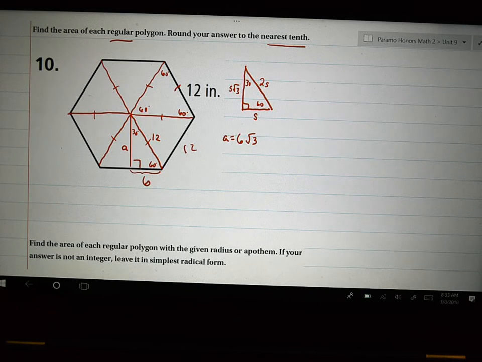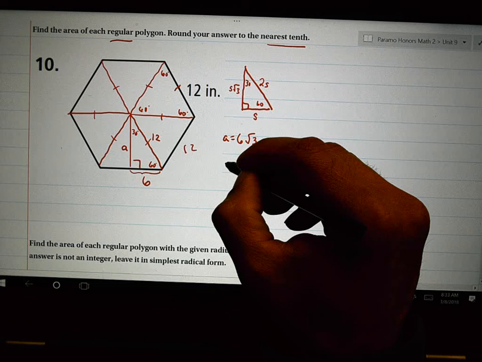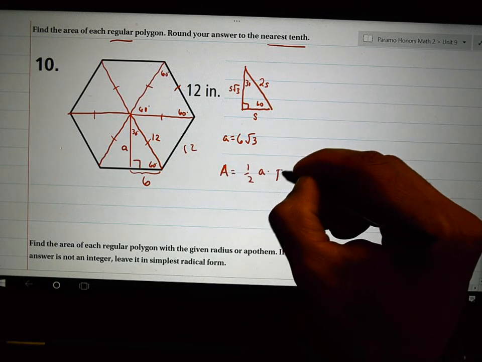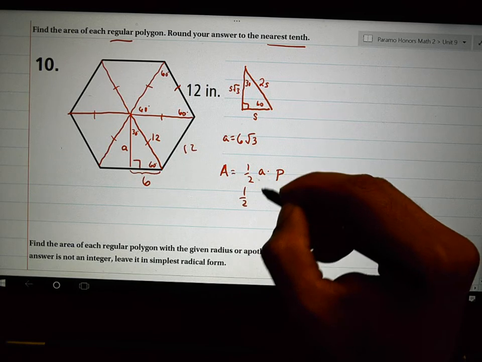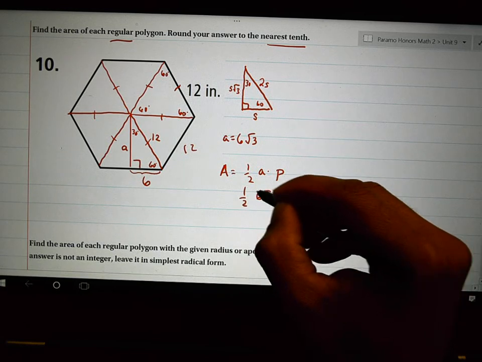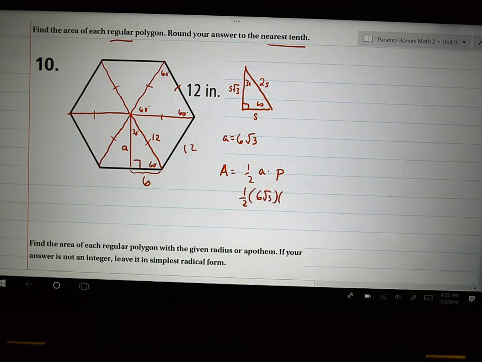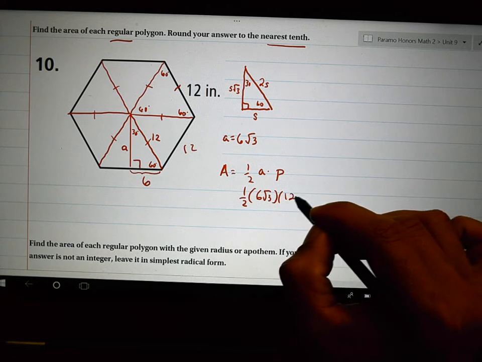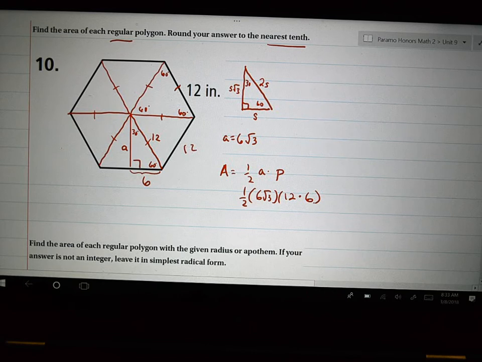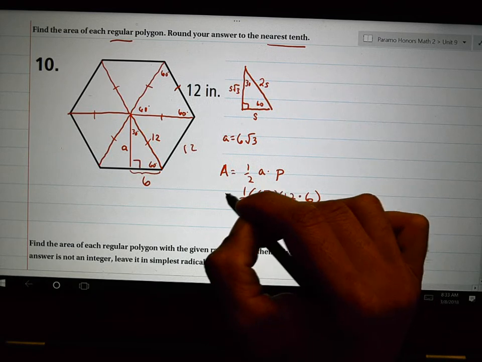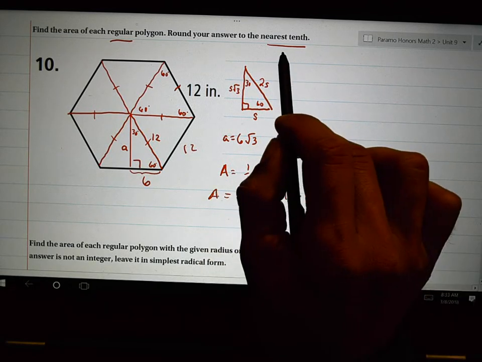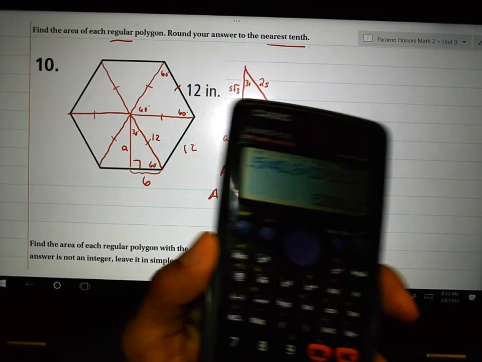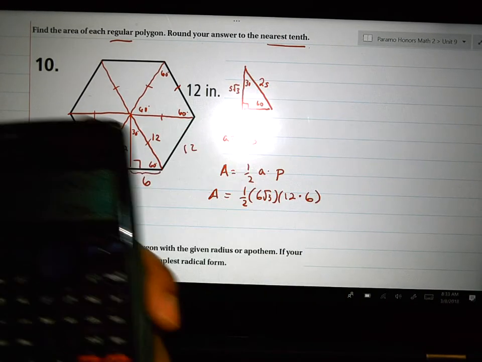So here we go. Now I can go into my formula. The area formula is 1/2 the apothem times the perimeter. 1/2, my apothem is 6 root 3, times my perimeter. Oh, only given is 12. Perimeter is 12 times how many sides? 6 of them. I was asked in the problem to round to the nearest tenth. So that means I'm going to have to switch this to a decimal, and I'm going to plug everything in.